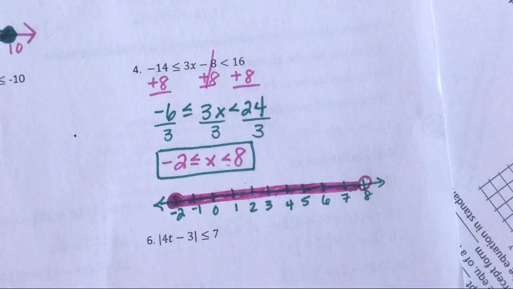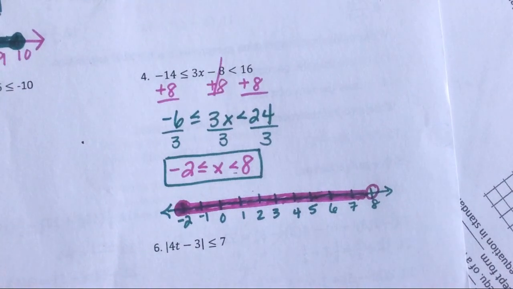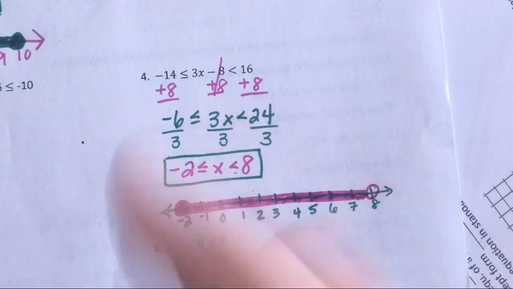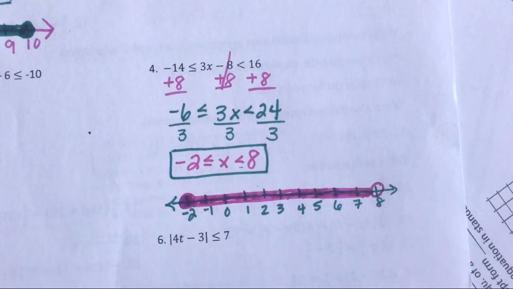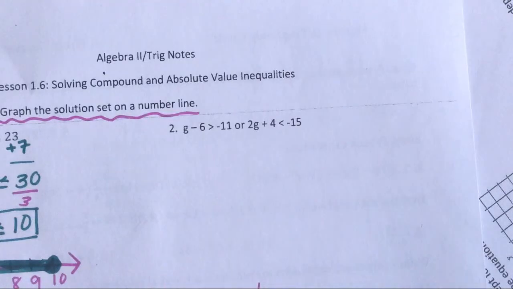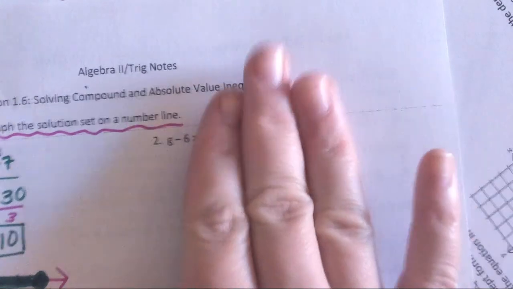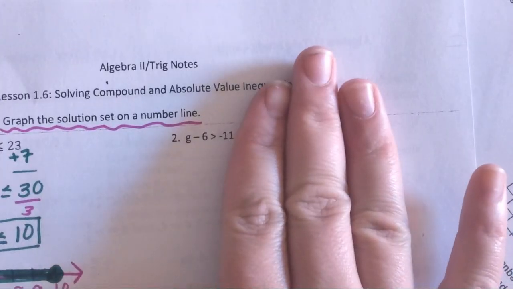Because any answer between -2 and 8 is part of our solution set. Okay, are there any questions about number 4? What changes on number 2? There's a word or in between. So or makes life more fun, I think. I saved those 2 for the end because I think they make life more fun. Okay, so on an or, we're just going to solve one problem at a time.